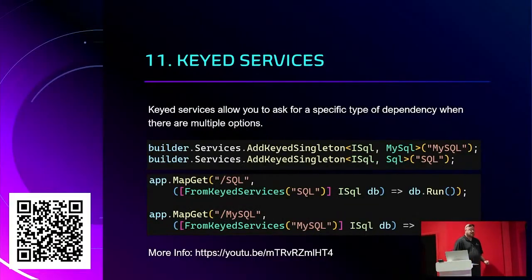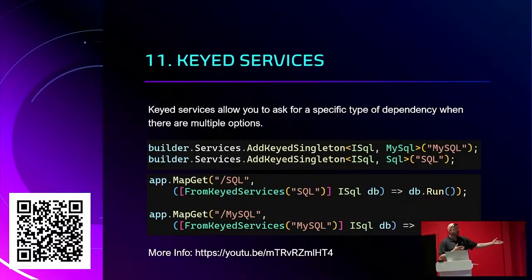Number 11, keyed services. So use dependency injection, and you have two different dependencies that you want to bring in that use the same interface. Well, you can actually name them. So I've named this first one, the MySQL one, MySQL. I named the second one, SQL. And then when I ask for it, by the way, this is a minimal API, I can ask for it by saying from keyed services and ask for it by name. So you can do that if you want.